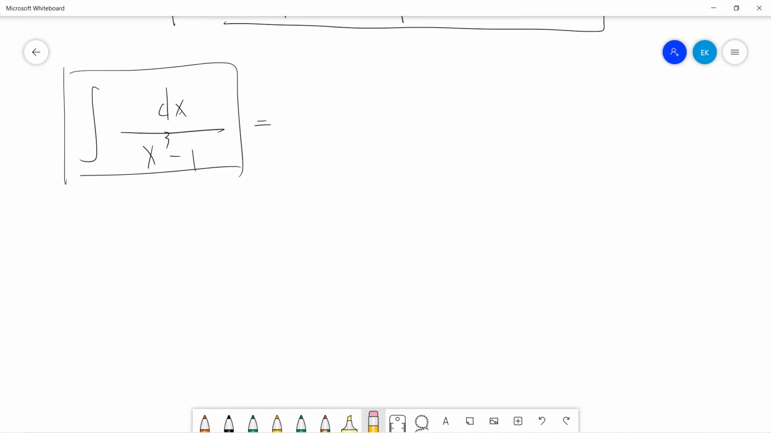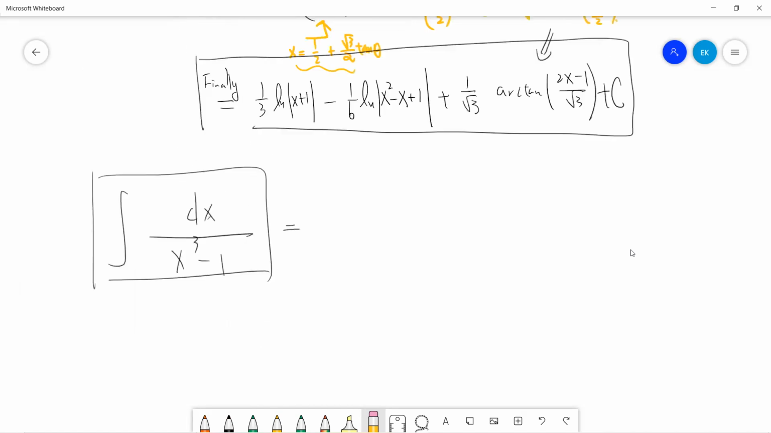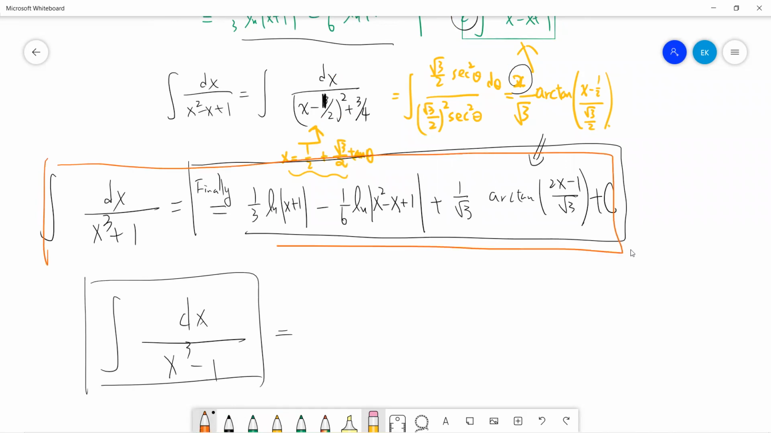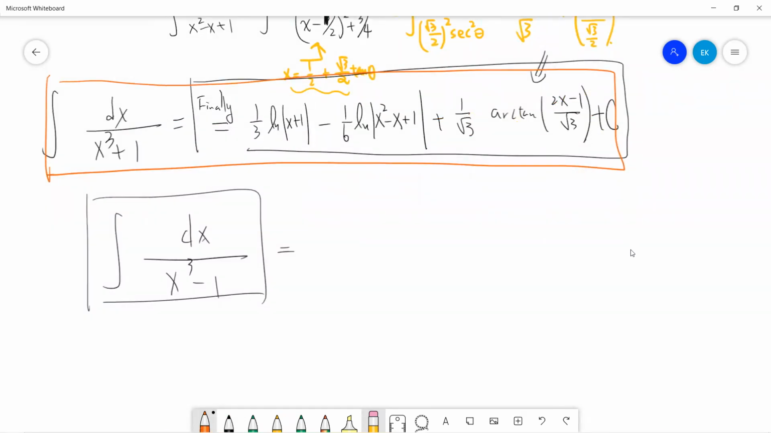But in the previous video, which I will link below if you haven't seen it, we already used the same thing to prove that the integral of dx divided by x cubed plus 1 equals this. So suppose that you already know how to prove this. If you don't know, I will post a link. If you know how to do this, then it should be very easy to translate this one to this one.